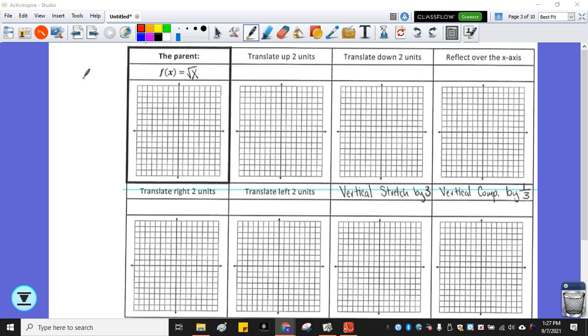Remember, with your square roots, you're not going to use negatives because you can't take the square root of a negative. So you start with 0. Square root of 0 is 0. Square root of 1 is 1. Square root of 4 is 2. Square root of 9 is 3. I think this is an 8 by 8 graph, so you won't be able to fit 9 too. But you at least know where it's going, so you're not guessing where your arrow goes.